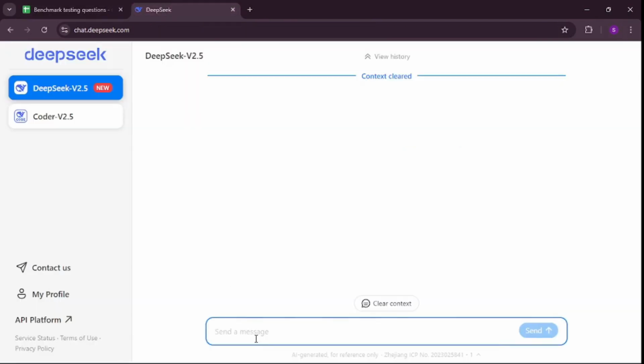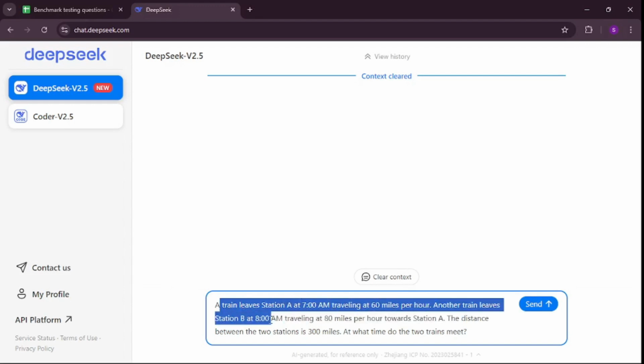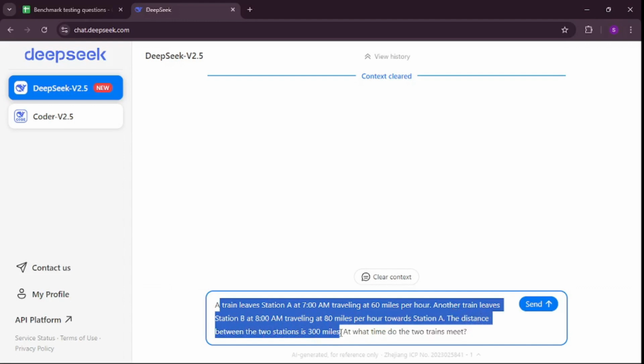Some calculations. Let's paste that here. A train leaves station A at 7 a.m. traveling at 60 miles per hour. Another train leaves station B at 8 a.m. traveling at 80 miles per hour towards station A. The distance between the two stations is 300 miles. At what time do the two trains meet?